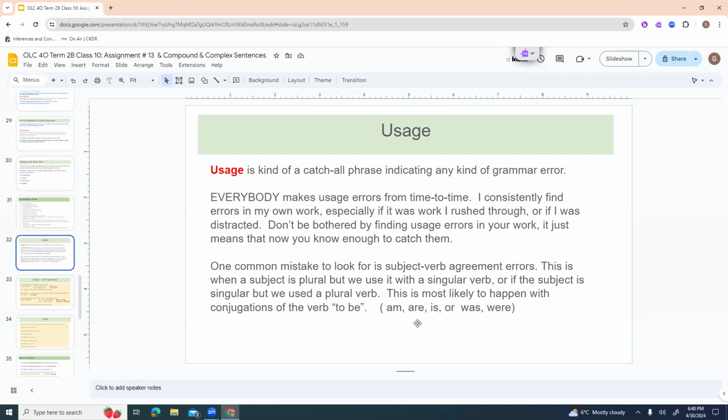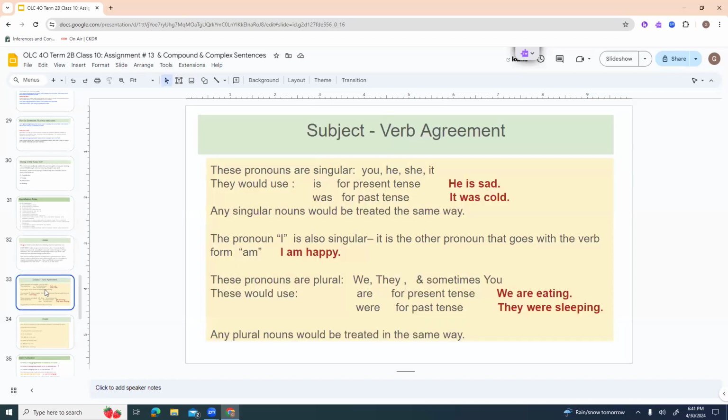One common mistake to look for is subject-verb agreement errors. This is when a subject is plural, but we've used it with a singular verb, which is wrong. We want a plural verb if we do it. Or the subject was singular, but we used a plural verb. This is most likely to happen with conjugations of the verb to be, which in present tense would be am, are, and is, or in past tense would be was or were. So here are some examples.